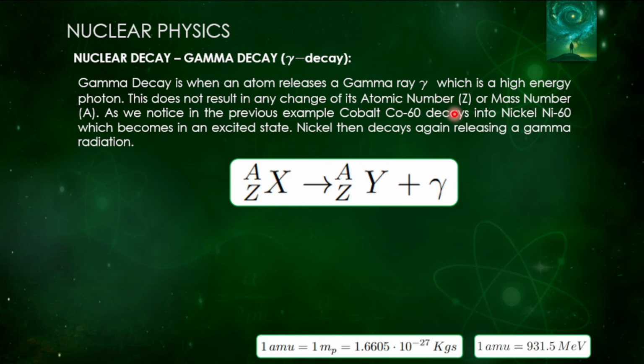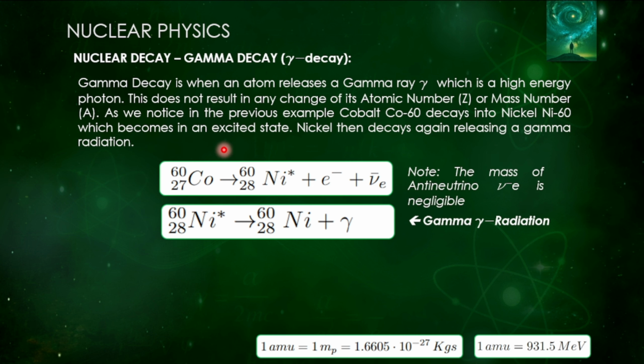Gamma decay. For gamma decay, that's when an atom releases a gamma ray, which is a high energy photon, but this does not affect its atomic number Z or mass number A. As we noticed in the previous example, cobalt decays into nickel, which then becomes excited. So nickel then decays again, releasing a gamma radiation, which is a high energy photon, but it doesn't touch the mass number or the atomic number. We still end up with the same type of atom.